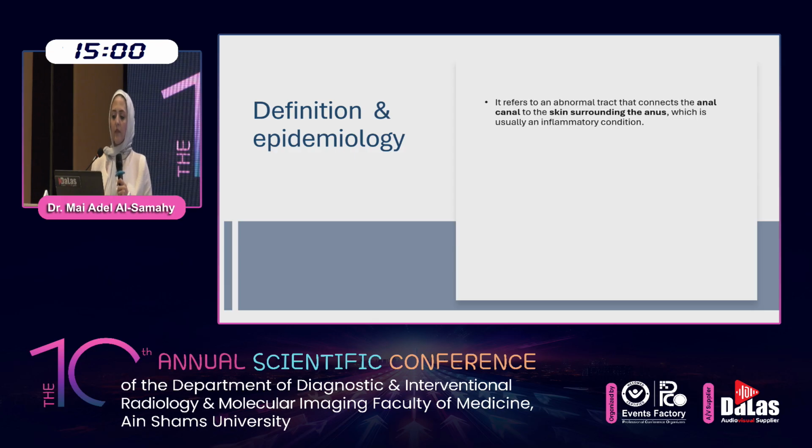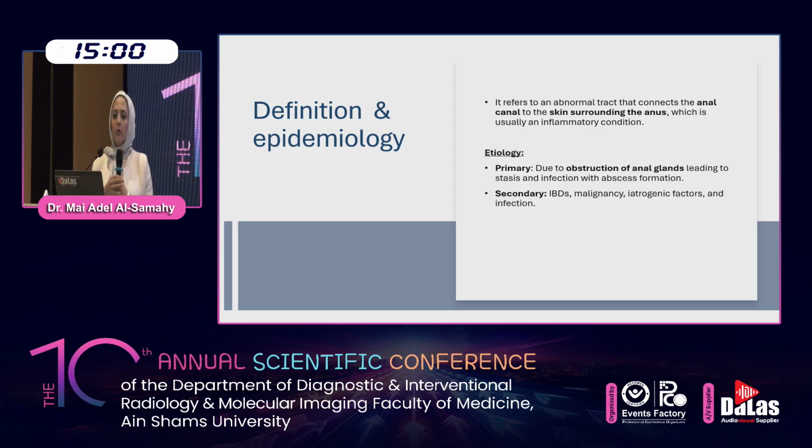What is a fistula? A fistula is an abnormal tract that connects the anal mucosa, the inside of the anal mucosa, to the surrounding perianal skin. So, why does this happen? We have two etiological causes. The primary perianal fistula, which is much more common, usually results from obstruction and infection of one of the anal mucosal glands, followed by an abscess formation and a tract formation. The secondary causes usually occur as a result of inflammatory bowel disease, malignancies, or maybe iatrogenic after a recent anorectal surgery.